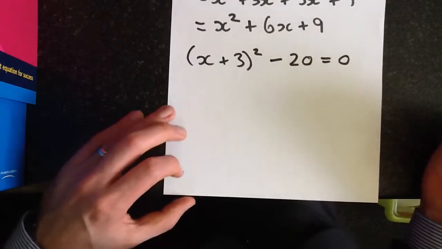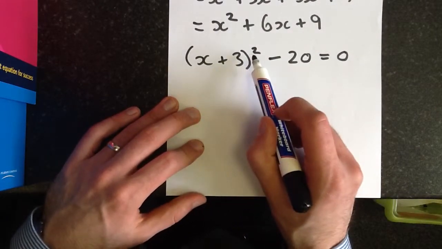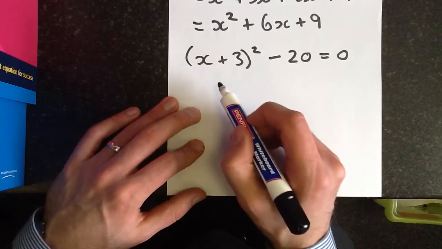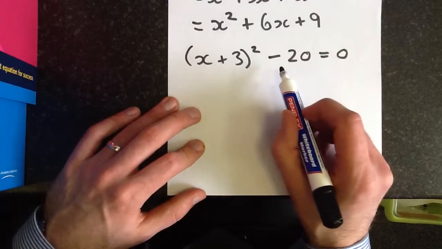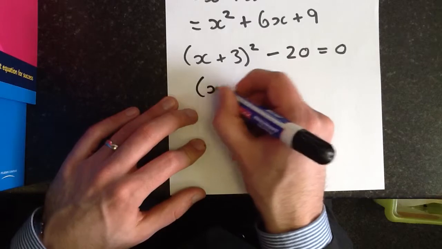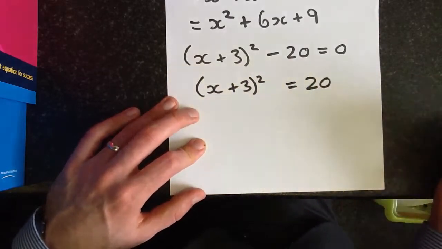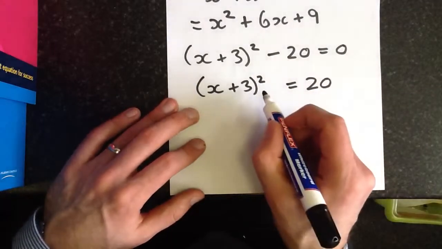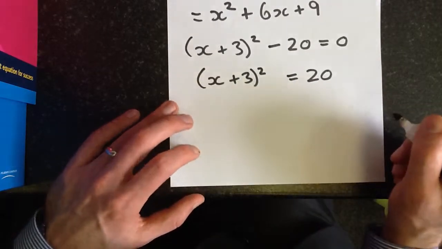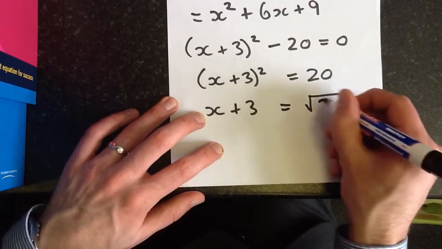I now want to work out where x is. So what I've done to x is I've added 3, then I've squared the answer, and then subtracted 20. And I need to reverse that process. So the inverse of subtract 20 is add 20. So I'm going to do that to both sides. So I get x plus 3 all squared now equals positive 20. I now need to undo the squared. Opposite of squared, the inverse of it, is to square root. So x plus 3 equals the square root of 20.